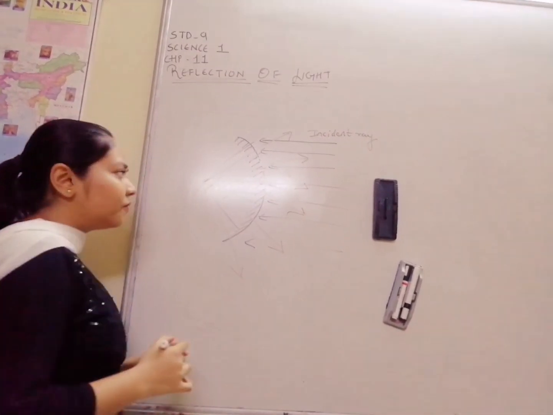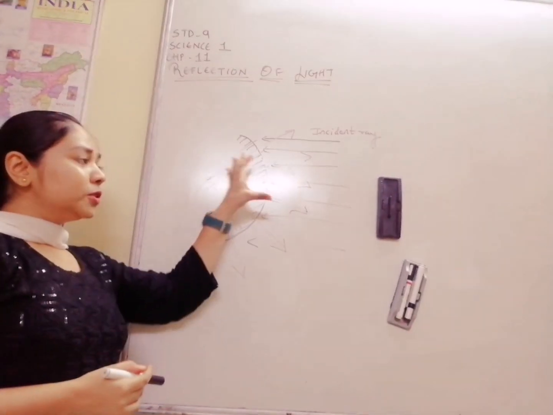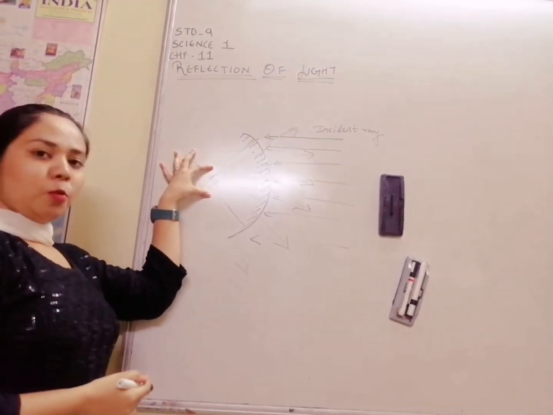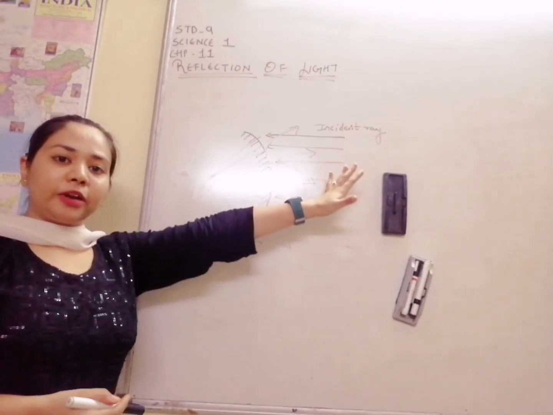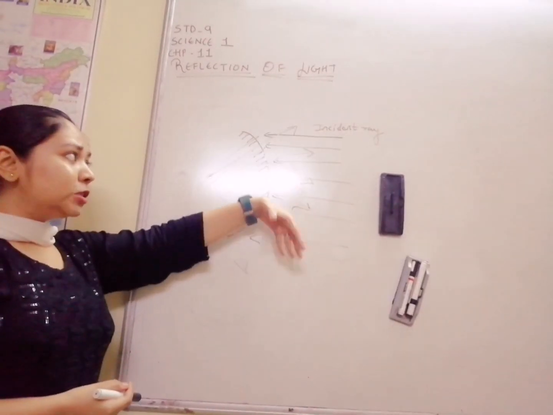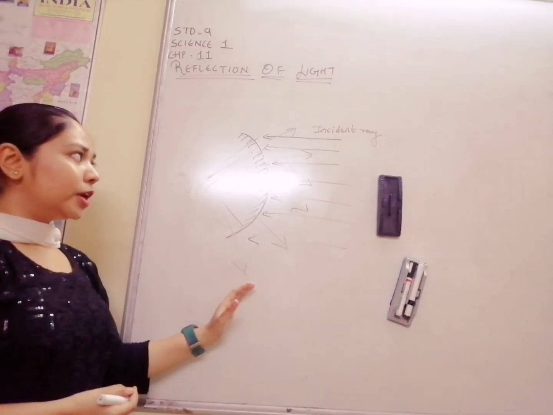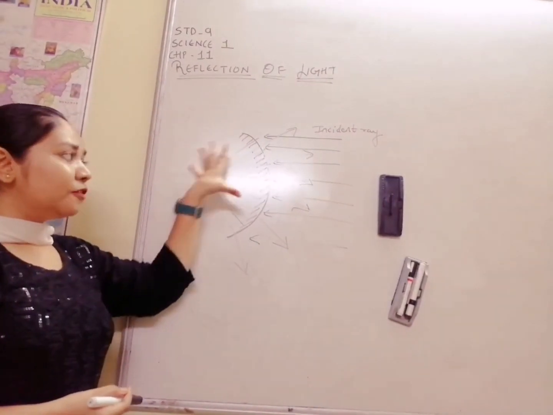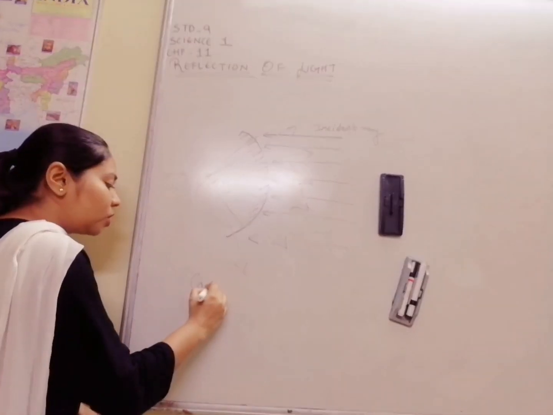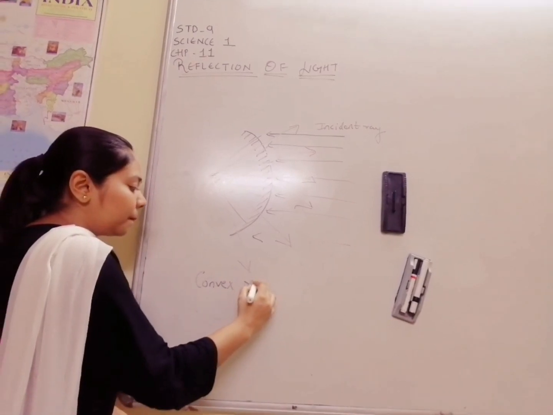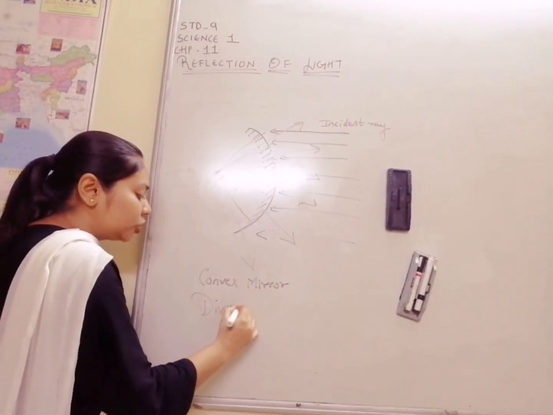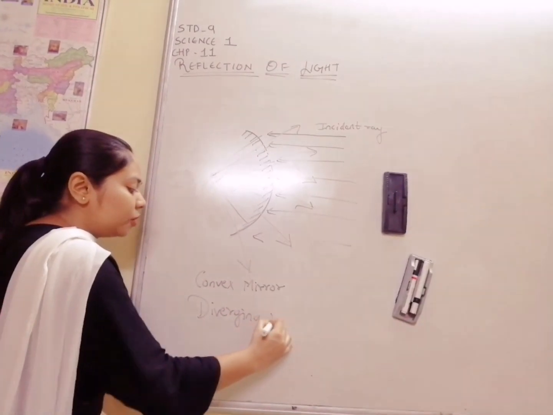What happens in a convex mirror? The incident ray comes to the back of the mirror. Okay, back side of the mirror it will come. It will converge, and then it will throw the reflected ray. And all the reflected rays will be spread like this, and that's why they are known as what? Diverging. It will be diverging from one single point, and that's why a convex mirror is also known as what? Diverging mirror.